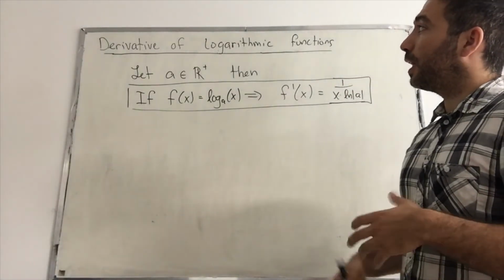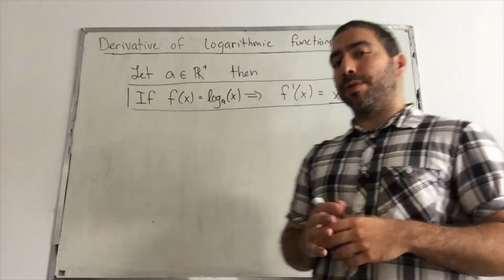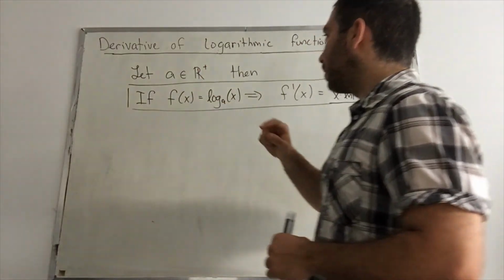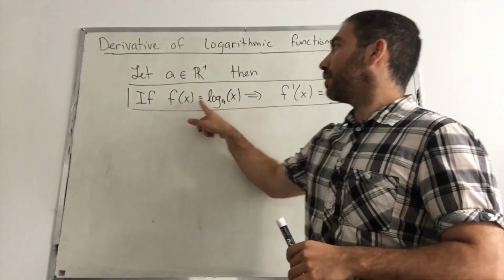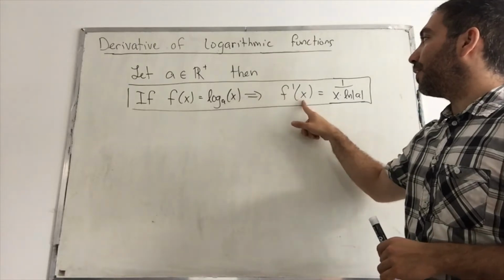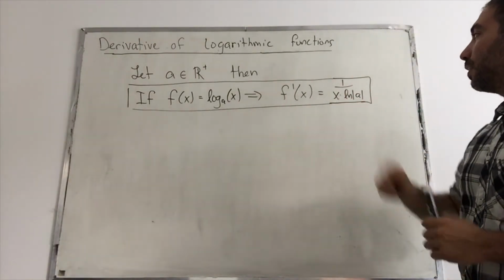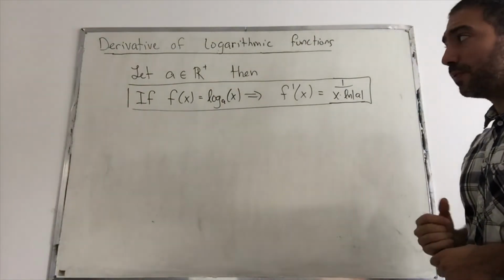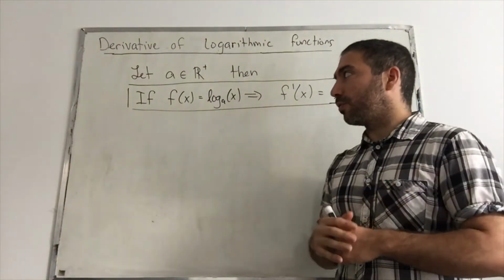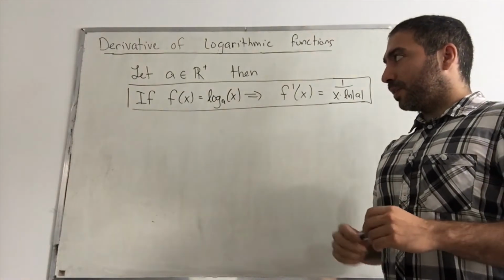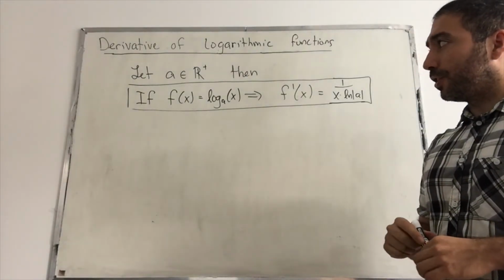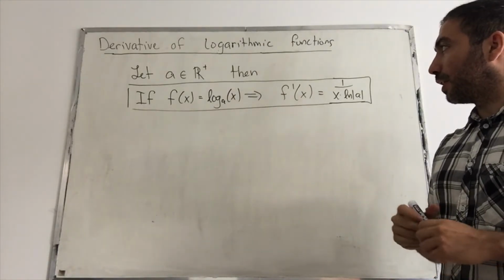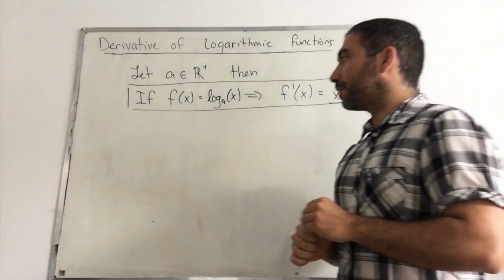Okay, so next, instead of looking at exponential functions, now we're going to look at logarithmic functions. So let a be a positive constant, then if f of x is equal to log base a of x, its derivative f prime of x is equal to 1 over x times ln of a. So this is just something you have to have memorized. I'm not going to prove this again. I'm going to wait till we get further along. Once we do logarithmic differentiation, then I'll show you the proof. But for now, we're just going to look at examples and how to apply it.